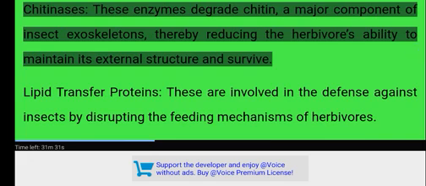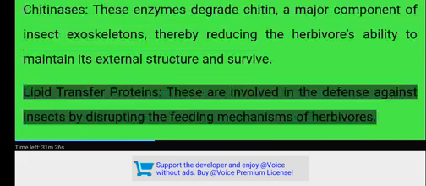Chitinases. These enzymes degrade chitin, a major component of insect exoskeletons, thereby reducing the herbivore's ability to maintain its external structure and survive. Lipid transfer proteins. These are involved in the defense against insects by disrupting the feeding mechanisms of herbivores.